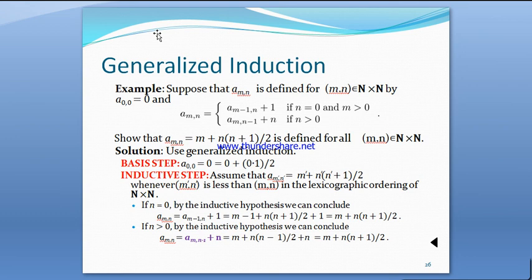In the inductive step, we assume that a of m dash comma n dash equals m dash plus n dash times n dash plus 1 by 2, whenever m dash comma n dash is less than m comma n in the lexicographic ordering of N cross N. If n is 0, by the inductive hypothesis, we can conclude a of m comma n is equal to m plus n times n plus 1 by 2. If n is greater than 0, by the inductive hypothesis, we can conclude a of m comma n equals a of m comma n minus 1 plus n, equal to m plus n times n minus 1 by 2 plus n by 2 plus n, equal to m plus n times n plus 1 by 2.